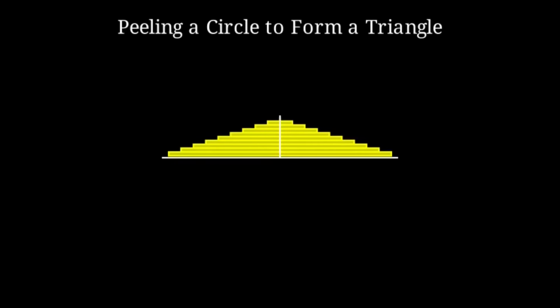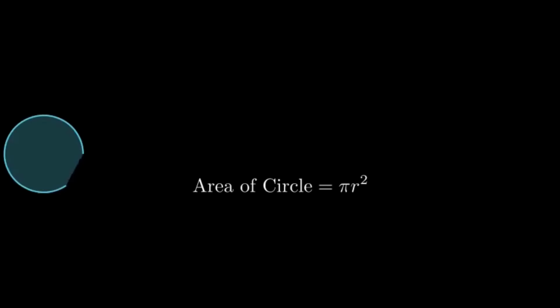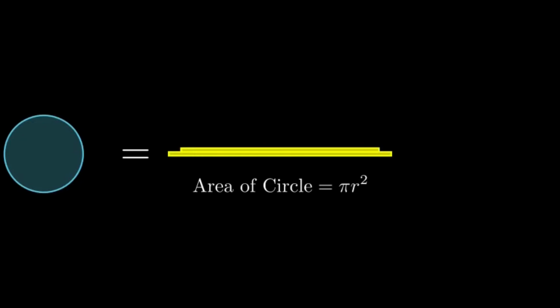Using the triangle area formula, which is 1/2 times base times height, we can find the area of this triangular arrangement. Plugging in our values, we get area equals 1/2 times 2 pi r times r. When we simplify, we're left with pi r squared. This is the area of our circle.